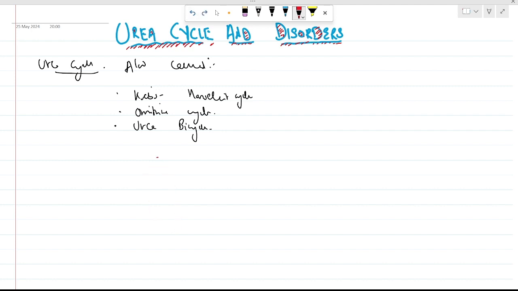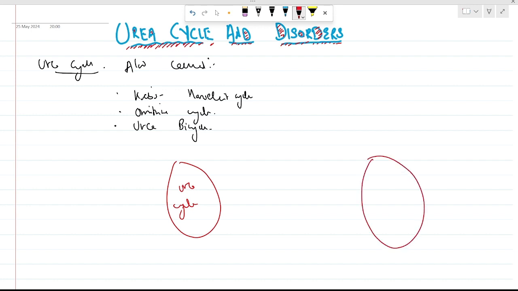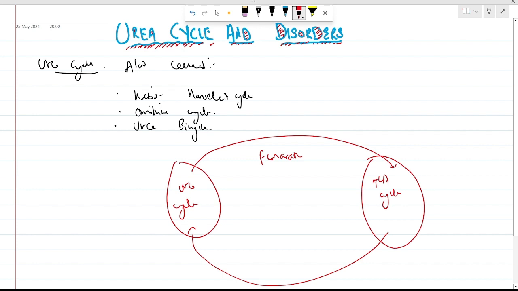Now suppose this fragment is our urea cycle, and this fragment is our TCA cycle. Now from urea cycle to TCA cycle goes fumarate. From TCA cycle to urea cycle comes aspartate. That is why this is called our urea bicycle, also called ornithine cycle and Krebs-Henseleit cycle.